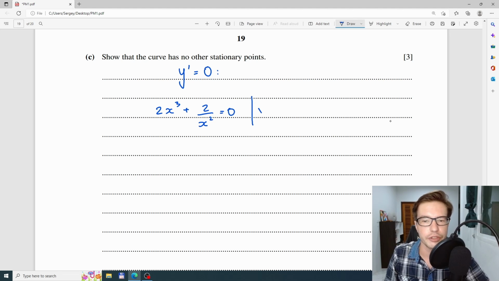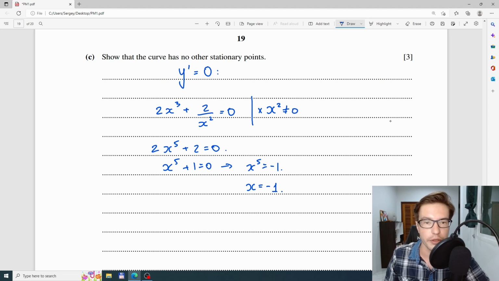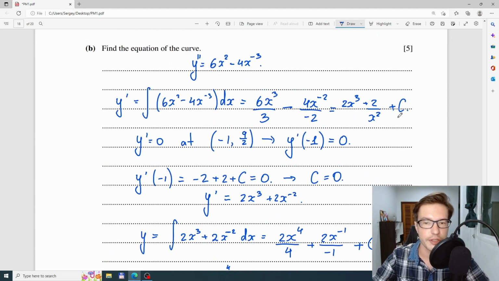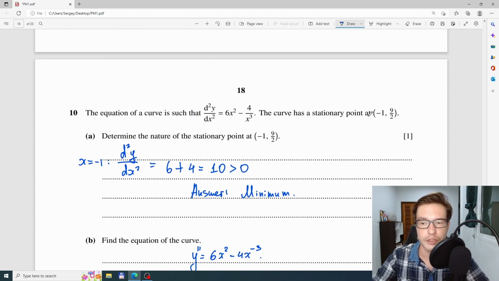Then if we're looking for the stationary points, we'll have to solve it. I'm going to multiply both sides by x squared, which shouldn't be equal to 0. So we get 2x to the power of 5 plus 2 equals 0. Divide both sides by 2. x to the power of 5 plus 1 equals 0. x to the power of 5 equals minus 1. Take the fifth root, and we get x equals minus 1, which is already the stationary point that we're given. The point is minus 1, 9 over 2.